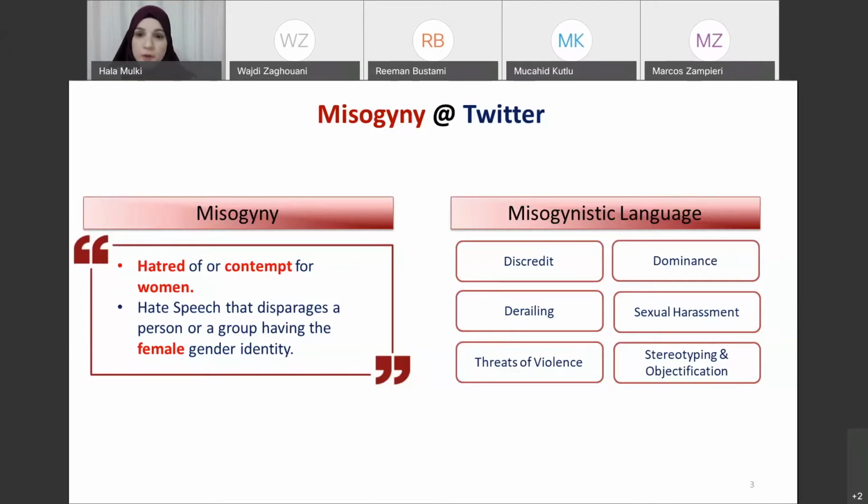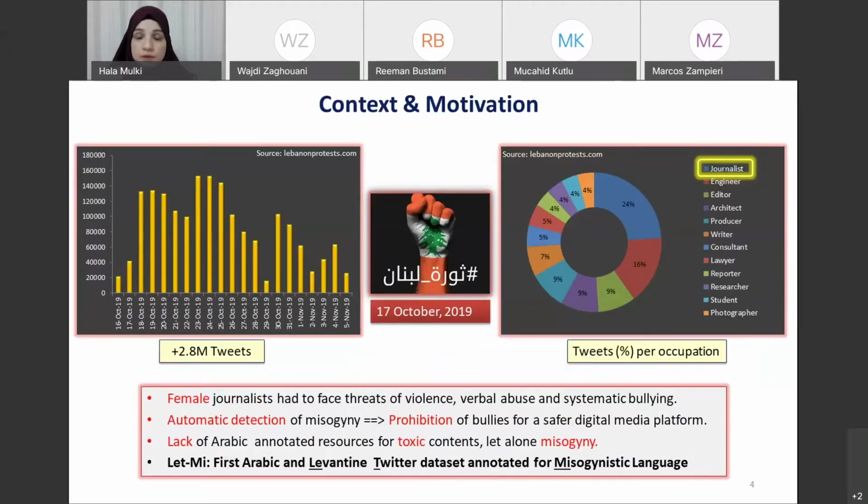Women in the Arabic Twitter sphere are not an exception, not far from their peers all over the world. This was noticed during the revolution in Lebanon last year. With journalists being the top contributors in the material shared online at that time, female journalists had to face a lot of misogyny within systematic bullying campaigns.